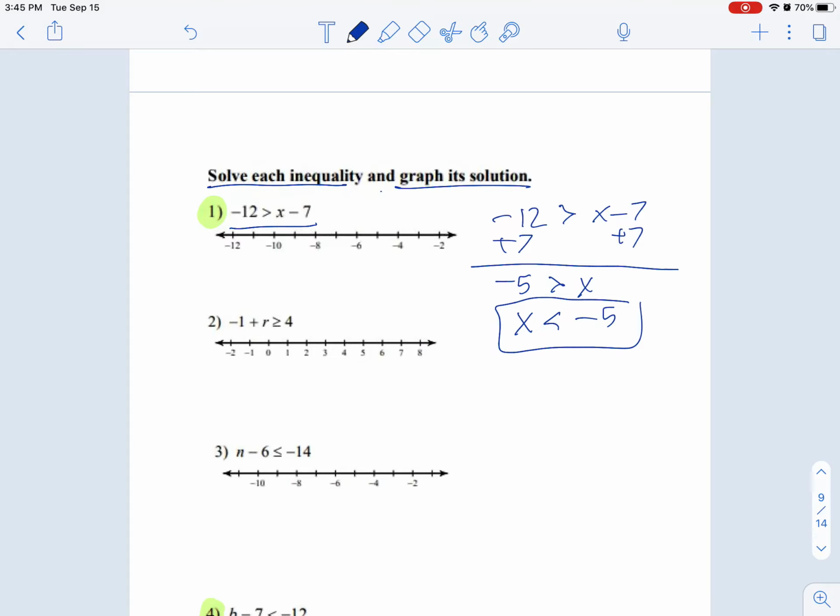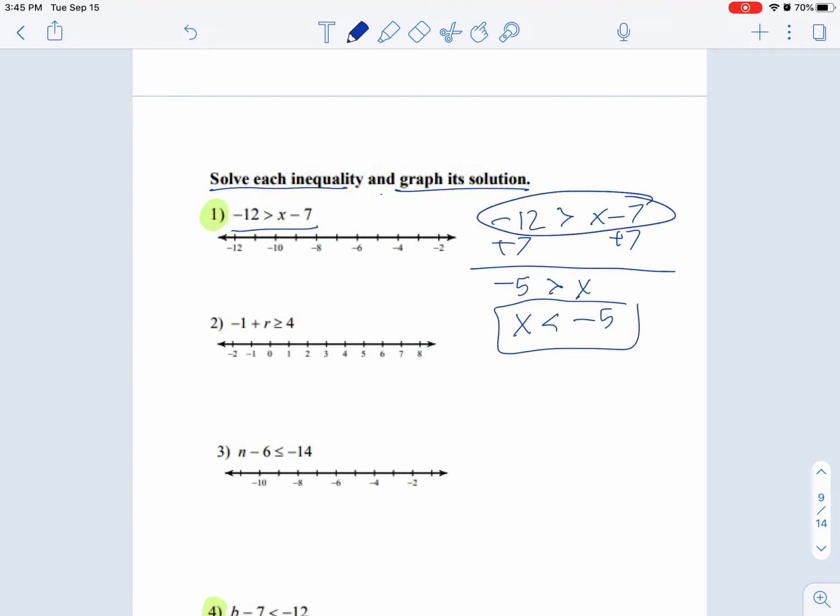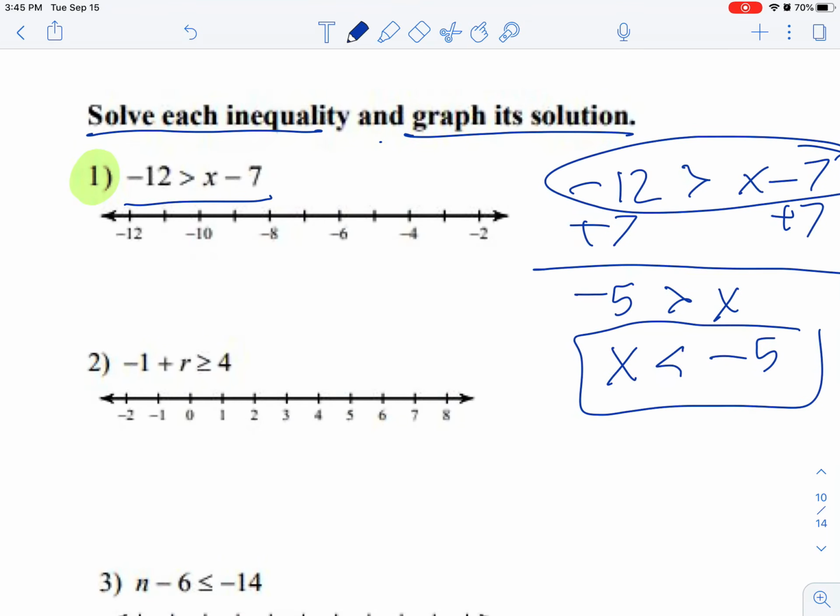So what this means is that all the solutions to this inequality have to be less than negative 5. If you were to choose negative 6, minus 7 is negative 13, which is less than negative 12. So that works. Now, how do we graph this? Well, you just find negative 5 on the number line, and you create an open circle because it doesn't include that negative 5 point. Now, because it's less than negative 5, you go towards all the values that are less than negative 5.